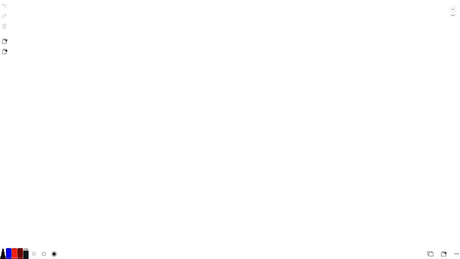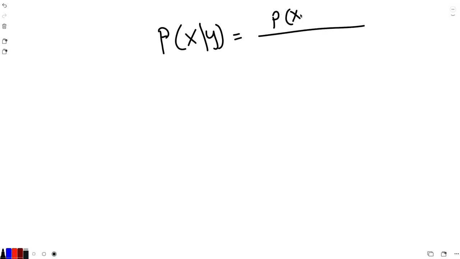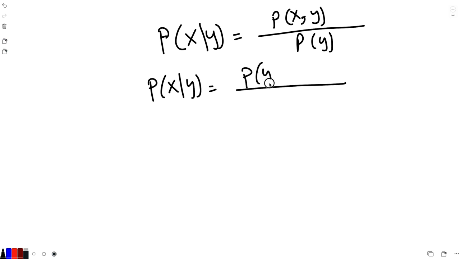In the previous part, we mentioned the conditional probability of x given y, and we said that it is the probability of x and y divided by the probability of y. We extended this further to Bayes' theorem, and we said that the probability of x given y is the probability of y given x times the probability of x, divided by the probability of y.